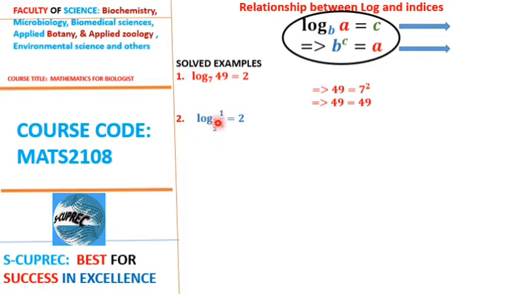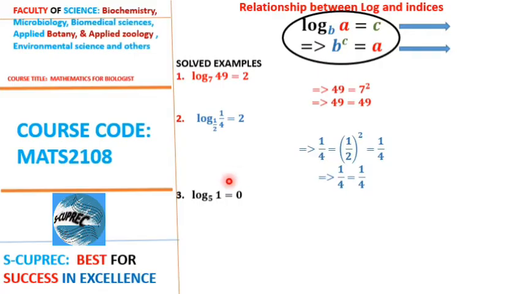If we have the log of 1/4 to the base a half equals 2, what do we have? We simply have 1/4 equals a half raised to the power 2. A half raised to the power 2 means you take 1 squared divided by 2 squared, which is 1 on 4. So this implies that 1 on 4 equals 1 on 4, and that's it.